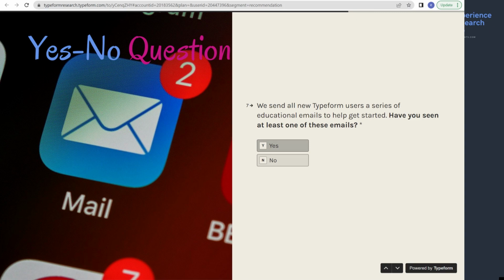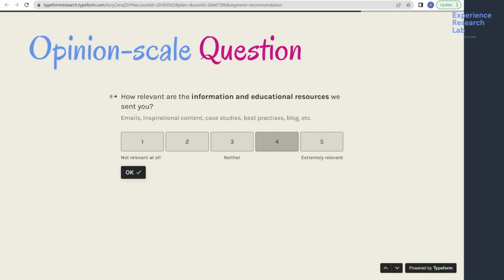A yes-no question is the simplest of all questions. It asks the respondents participating in the survey to say yes or no. That is to say that it only has two options, and therefore the legal and consent question technically belongs to this type of question.